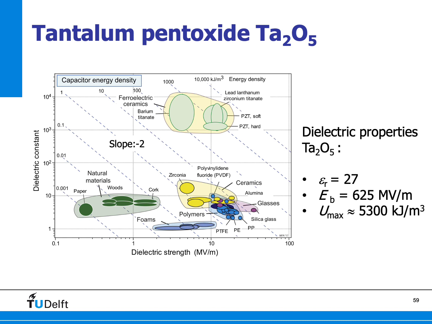Now there are also capacitors made out of tantalum pentoxide, and they have dielectric constants of 27, lower than the ones for the barium titanate, but they have electric fields at breakdown that are much higher, beyond the scale here. So they have roughly around 5,000 kilojoule per cubic meter of maximum energy that can be stored.